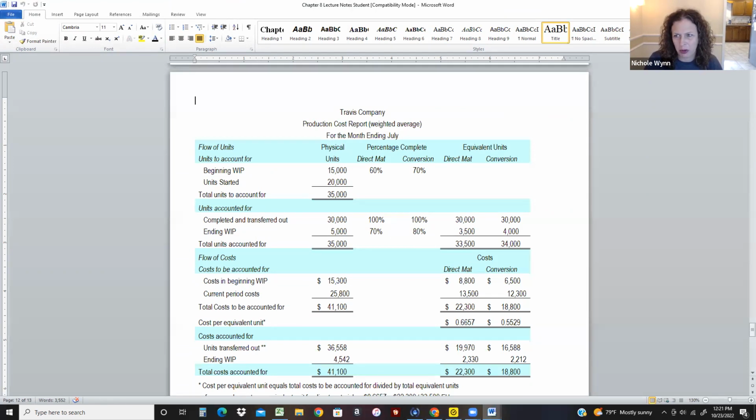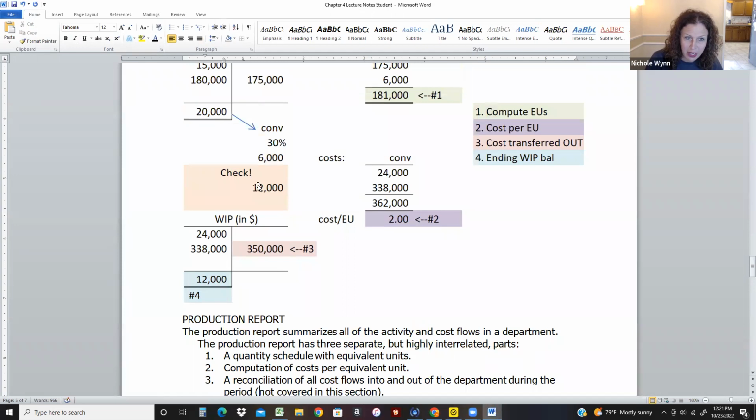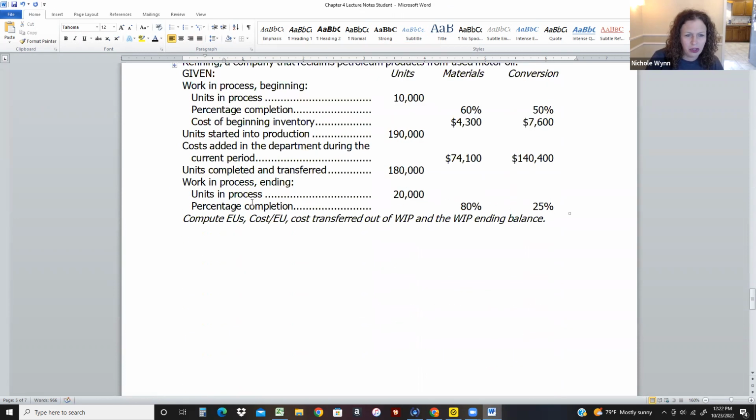You won't have to do production reports in here. You're just going to have to calculate EUs, cost per EU, cost transferred out, and ending WIP. And if you were doing journal entries, that 350,000 would go out of WIP into the next production department. Then this ending balance would become the beginning balance the next period. And then you would start more units and complete units and transfer dollars out of WIP and into finished goods and stuff like that. So, okay, let's do another one.